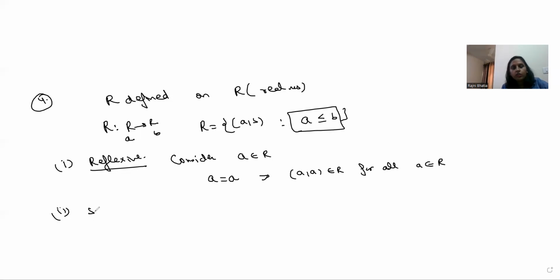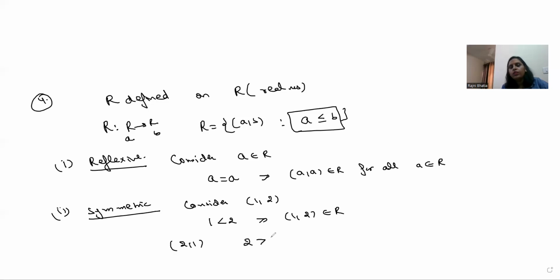Now we move to symmetric. In the question, it is given that we need to prove that it is not symmetric. So we'll give an example. We will write, consider (1, 2). Now we know that 1 is less than 2. This implies (1, 2) belongs to R. But if we take (2, 1), 2 is greater than 1. That implies (2, 1) does not belong to R, and therefore relation R is not symmetric.